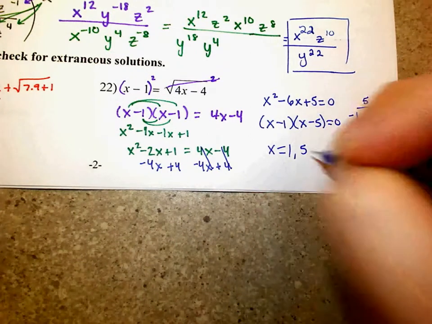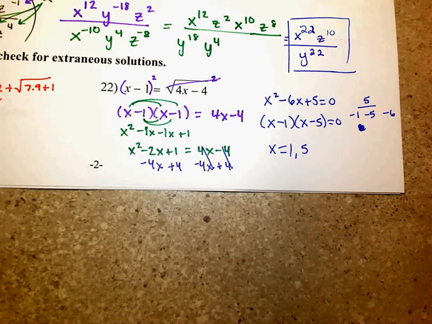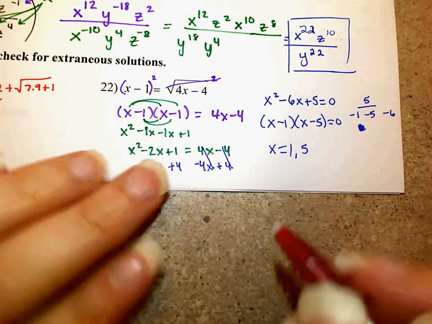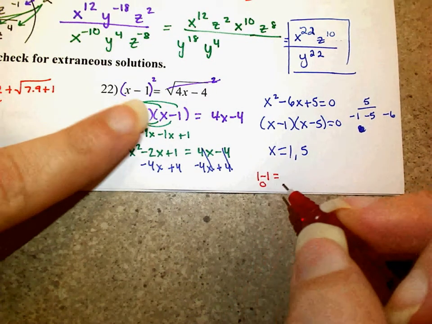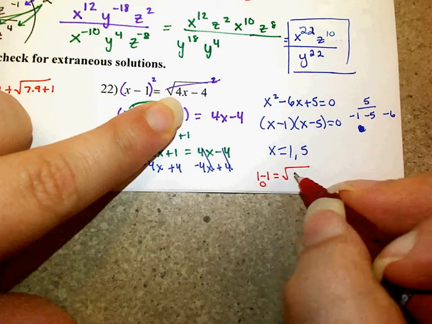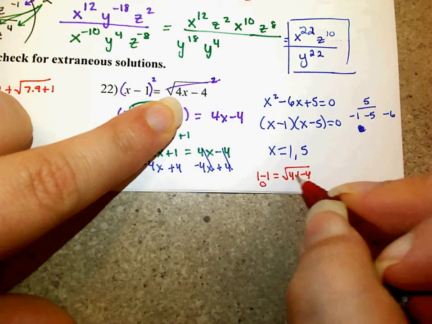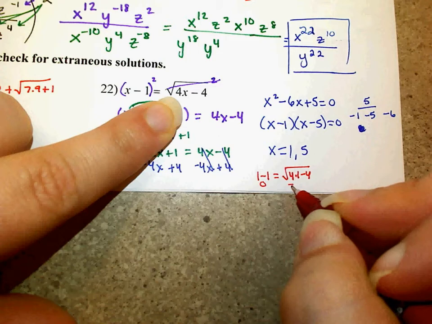Okay, but it does say to check, so I'm going to plug in 1 and plug in 5. If I plug in 1 right here, you get 1 minus 1, which is 0, equals the square root of 4 times 1 minus 4. 4 times 1 is 4, 4 minus 4 is 0, so that works.